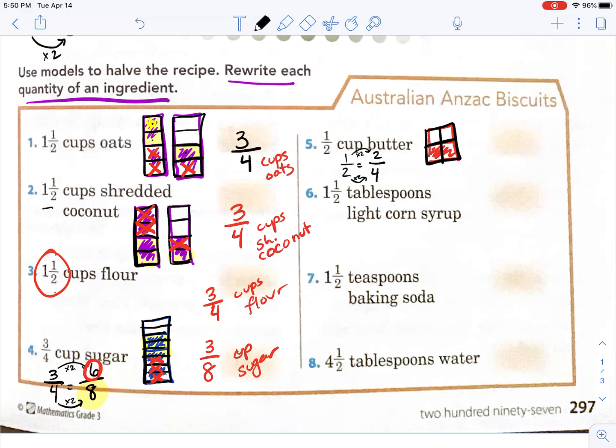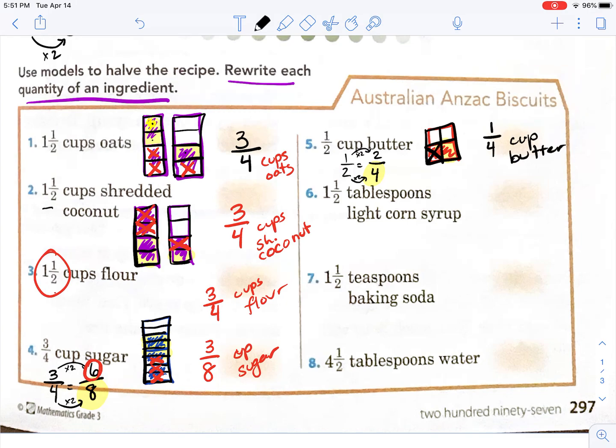Okay, I'm going to get rid of half. I'm going to get rid of this one. What do I have left? I have 1, what's the fraction? 1/4. So I have a half becomes 1/4 cup of butter.